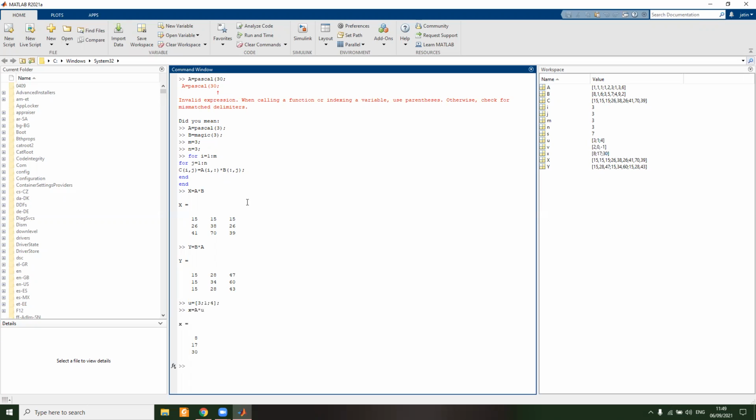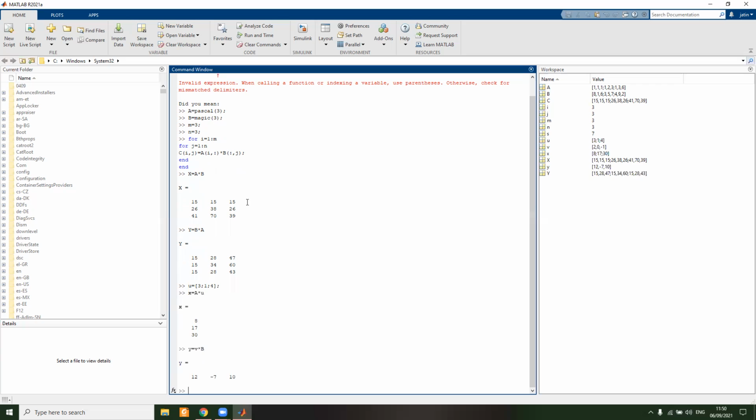Okay. So similarly, if we are taking y is equal to v multiplied by b. So what is b? The most important part is b. b is 8 1 6, 3 5 7, 4 9 2. So we are multiplying by v. v for victory. It's 2, 0, minus 1. So the answer should be 12, minus 7, or 10.